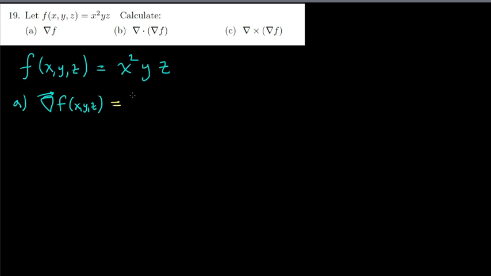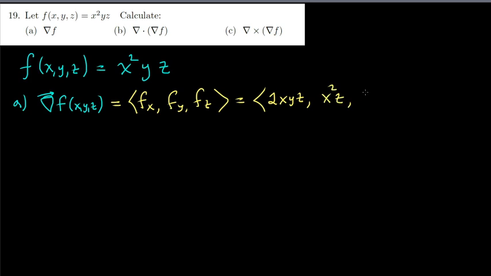Remember, the gradient is just the vector whose components are the three partial derivatives. So f with respect to x, f with respect to y, f with respect to z. And each of these are pretty simple, right? With respect to x, you get 2xyz. With respect to y, you're going to get x squared times z. And with respect to z, you just get x squared y.